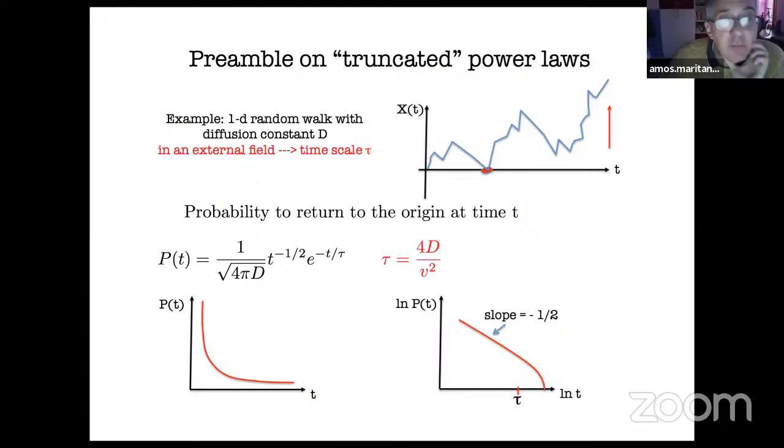The other reason for having a truncated power law is that the system is finite, for example. If the particle is contained in a fixed, compact region, then there are corrections due to the finite size of the system. And these are the ones that we will be encountering in this lecture.